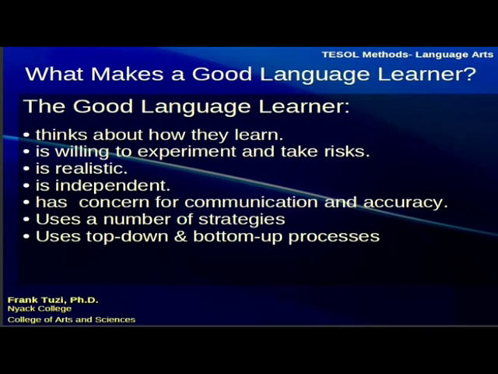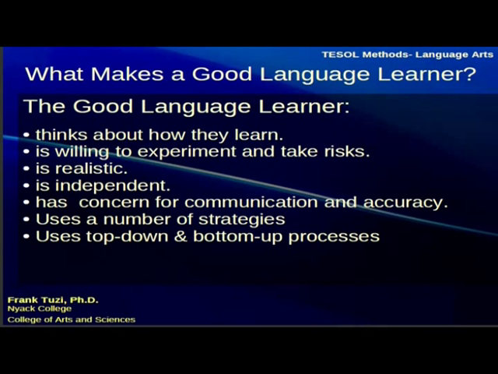Good language learners are willing to experiment. They're willing to take risks. And so if you know people who aren't willing to take risks, aren't willing to make a mistake, aren't willing to jump out there and try something, they're going to have a more difficult time learning a language. You need to be a risk taker.